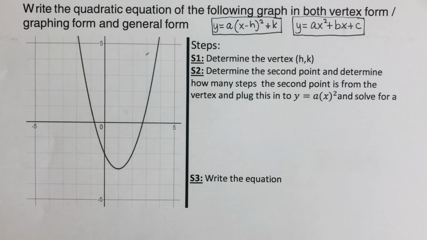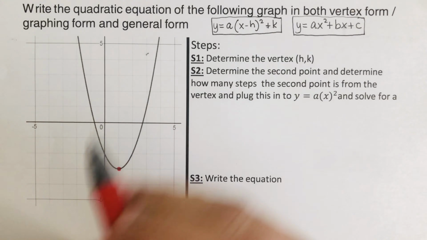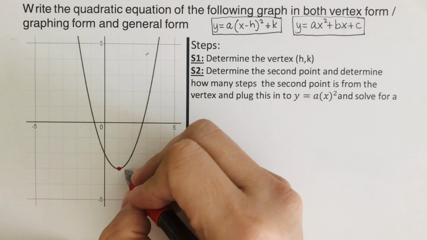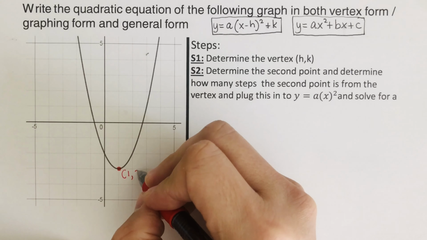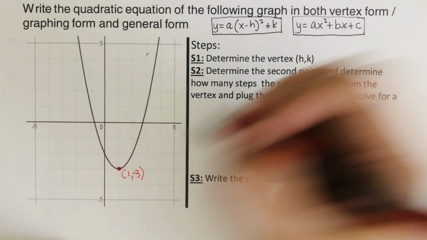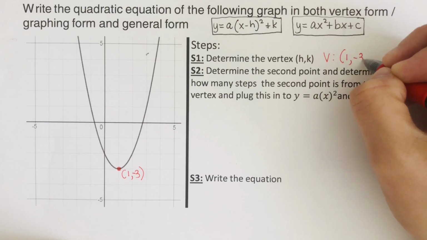Okay, so we go over the problem here. It's pretty much the same thing. We look for the vertex. Our vertex here is this point right here. So the x would be 1, and the y is negative 1, 2, 3, so negative 3. So our vertex is (1, -3).